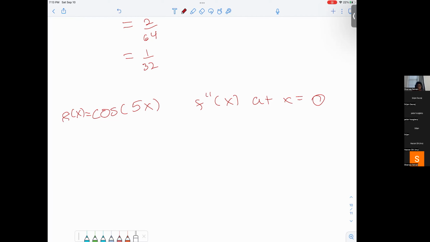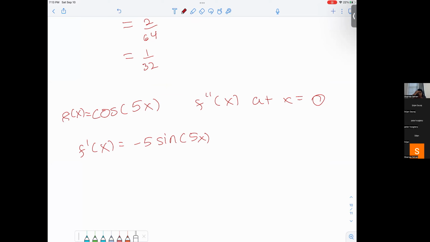Okay, so going over this problem, the function is cosine of 5x. So the first derivative, f prime of x, is equal to negative 5 sine of 5x. Why is that? We use our chain rule. The derivative of cosine x is negative sine of x, so it's negative sine of 5x times the derivative of the inside, which is 5. So you get negative 5 sine of 5x.